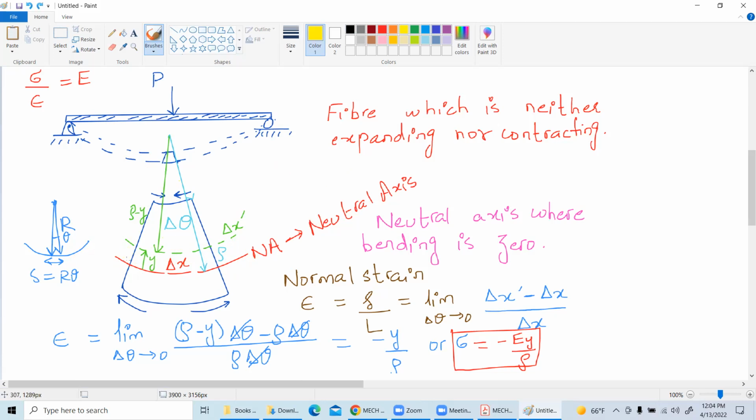Again, we will need to find where it lies. So just remember that I am looking at this beam from here. I know it's bending. I know the top fibers are in compression. The bottom fibers are in expansion. So I will say the fiber which is neither expanding nor contracting, that fiber is the neutral axis. Neutral axis is where bending is 0.